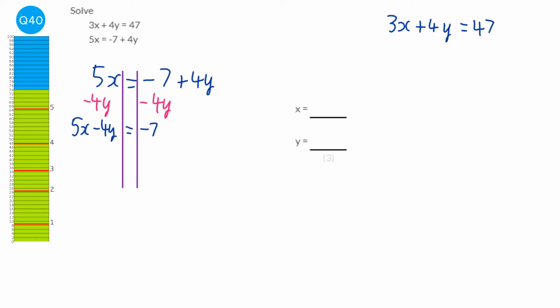Okay, so what we do now is we put both our equations down so we can solve these simultaneously. So 5x minus 4y equals minus 7. And you notice the coefficient of the y is already the same, so we don't need to multiply anything. But the signs are different, and the D in different is the D in add. So we're going to add going downwards. So we're going to add everything.